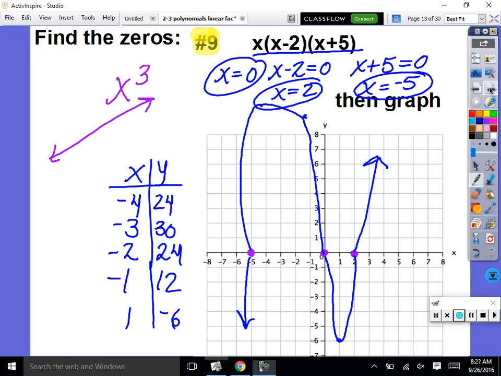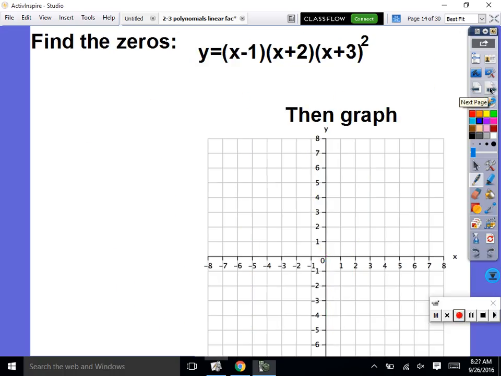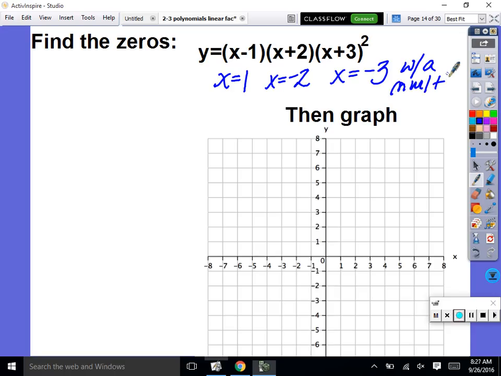Pretty much? Okay. So if I said to you, find the zeros of this one, we would get x is equal to 1, correct? x is equal to -2. And x is equal to -3 with a multiplicity of 2. Okay, so everybody just watch. Of 2. So I'm going to plot the zeros. That's always my first step. I plot it at 1, at -2, and at -3.